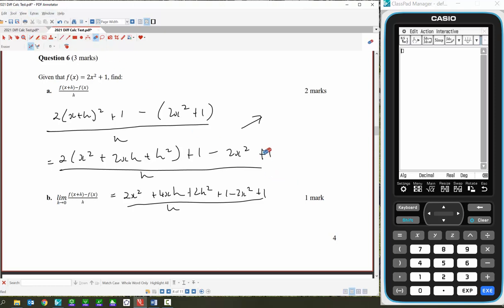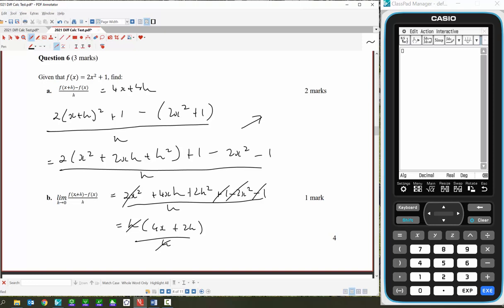So I'll leave this in, because it's important for you to see mistakes when they come about and how you know that they're mistakes. All right, so gone, h can come out, so that's great. 4x plus 2h over h, and that's our answer there. So this f of x plus h take away f of x over h is just 4x plus 2h for this function.